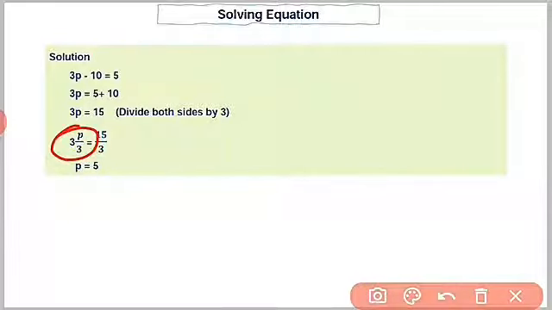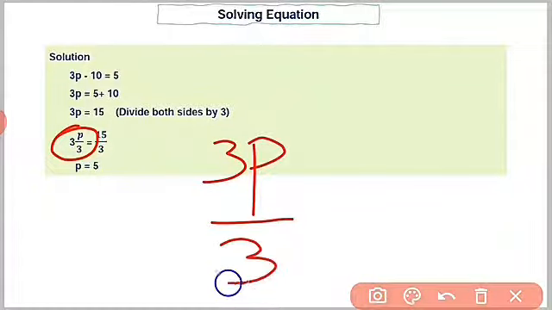Make the correction, it is not a mixed fraction, it is written like this, 3p divided by 3.